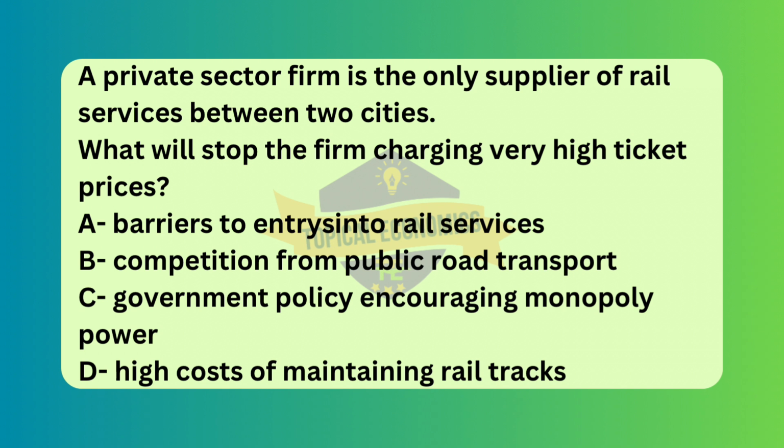Finally, while high costs of maintaining rail tracks, option D, are a consideration, they do not directly stop the firm from raising prices. In fact, these costs may justify higher prices if the company needs to cover maintenance expenses. Therefore, the presence of competitive alternatives, such as public road transport, is the most significant factor in preventing the firm from charging excessively high prices.